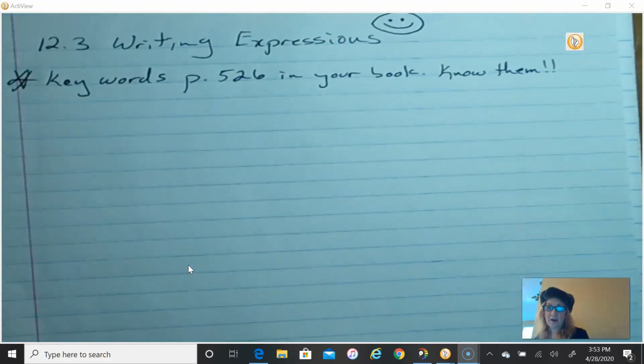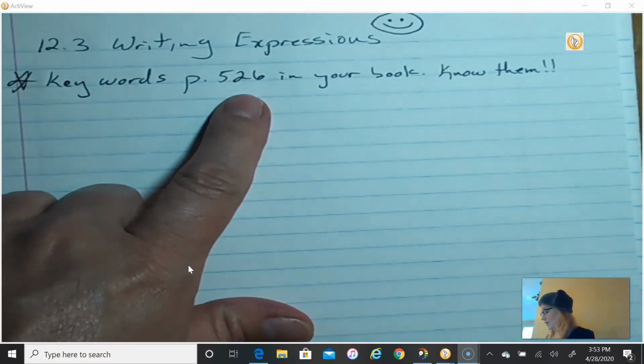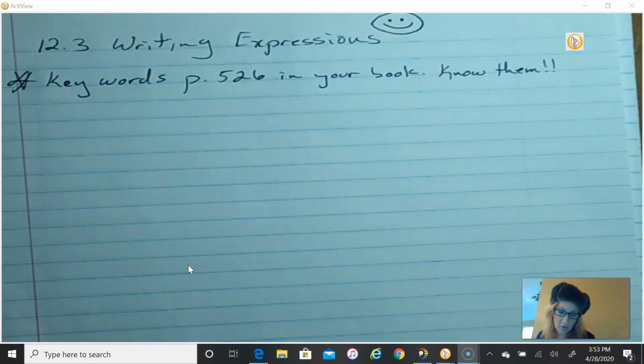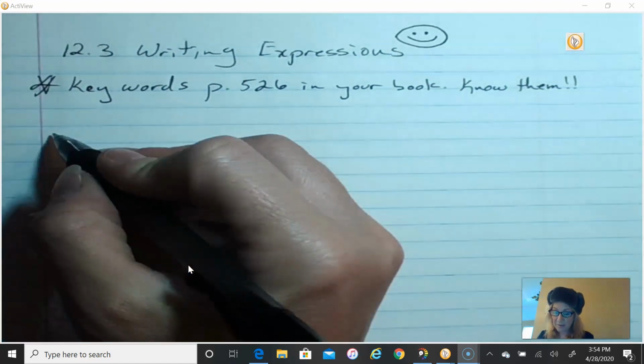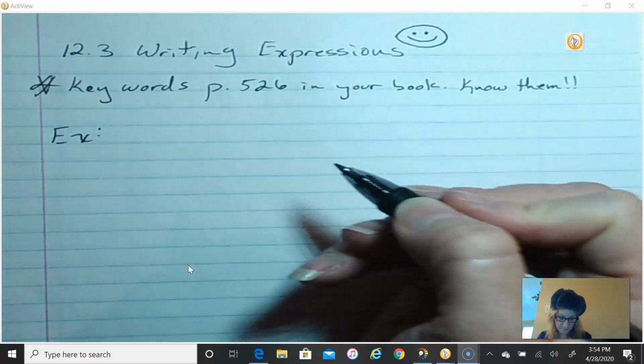So the keywords are on page 526 in your book. If you want, fold down that page so you can find it again, because you're probably going to need it. I'd start memorizing that stuff. Okay, so let's start doing examples.